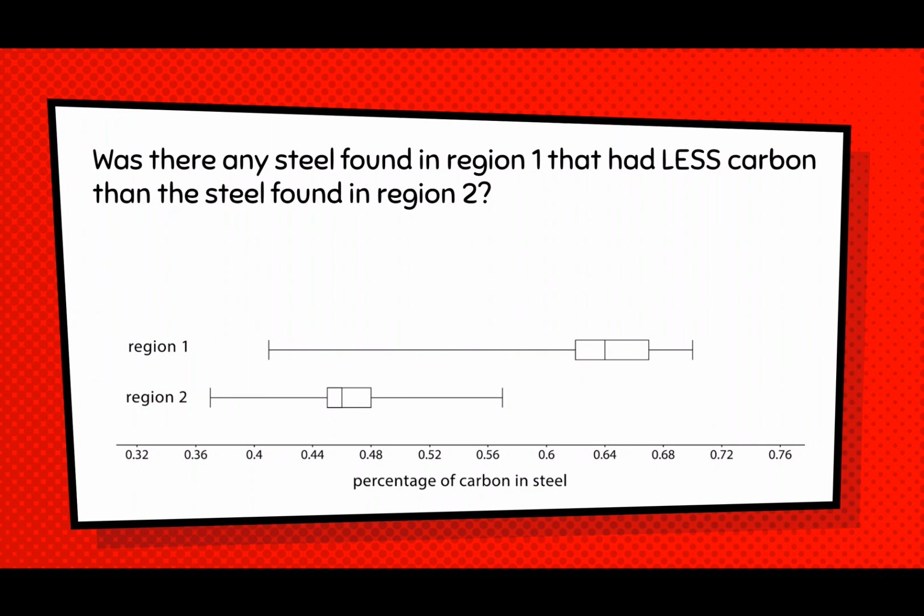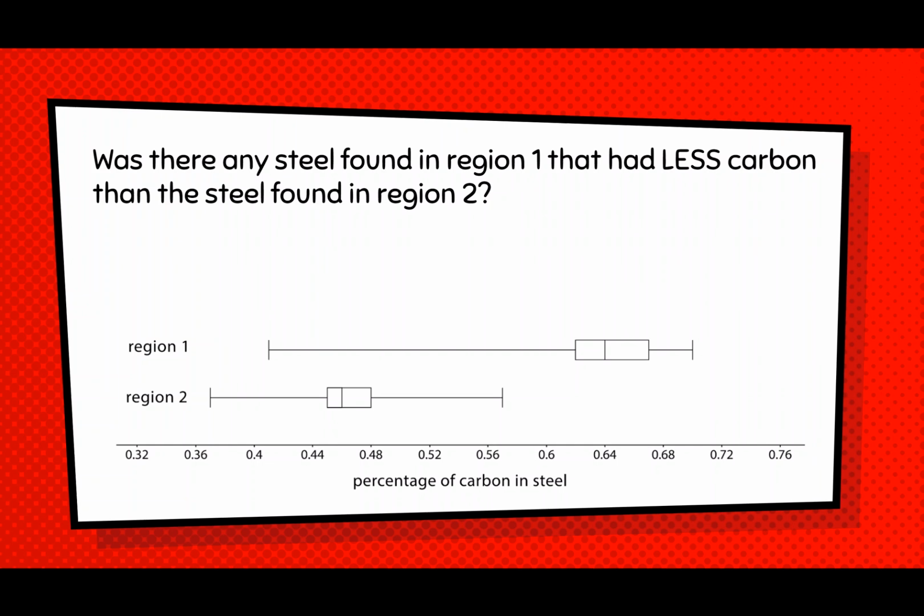But we also know that a quarter of the data from region 1 lies in this area off to the left, and we know for certain that there was at least one that measured between 4/10 and 44/100, so maybe 41/100 or so, which is less than at least all of the data in these 3 sections of region 2's graph. So that tells us that at least one data point from region 1 was less than 75%, or 3/4 of region 2's data. So yes, there was at least some steel found in region 1 that had less carbon than the steel found in region 2.